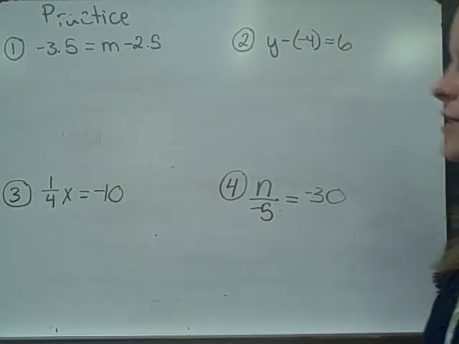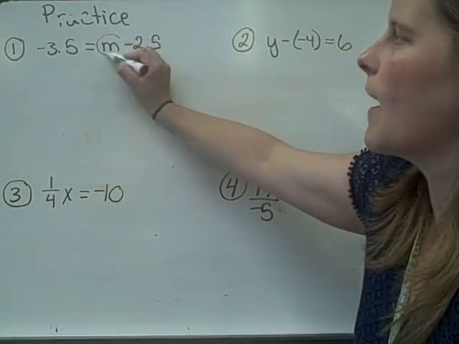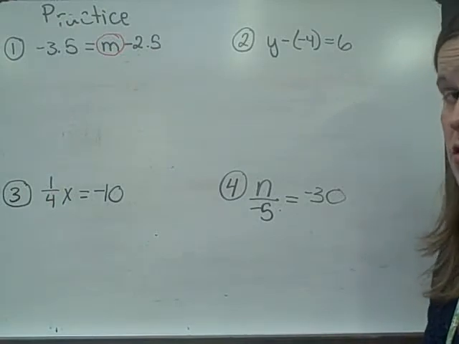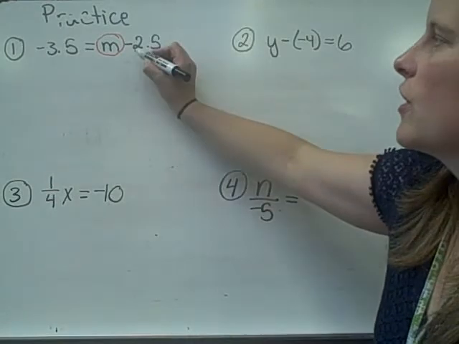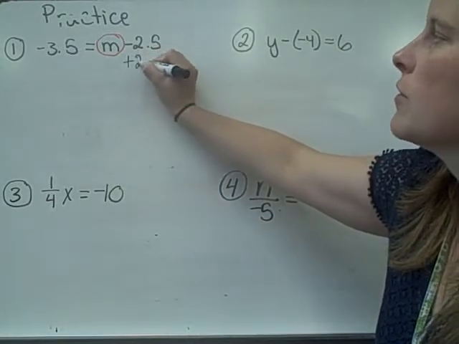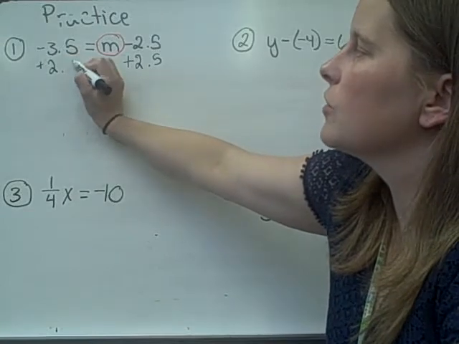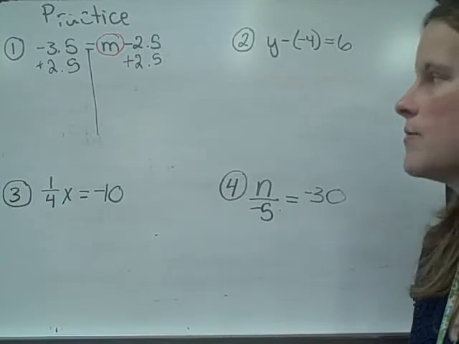All right, let's practice. I have -3.5 equals m minus 2.5. I'm trying to get the m alone. Just because it's on the right side of my equation doesn't mean I don't need to get it alone. Okay? So this is minus. So the opposite of subtraction is plus. So whatever we do to one side, we must also do to the other. I always like to do that, so you see that you have two sides.